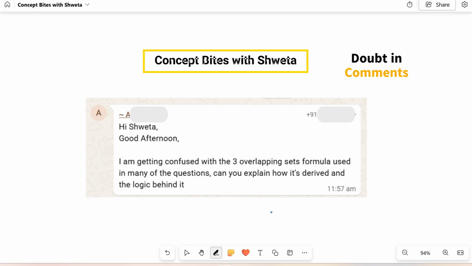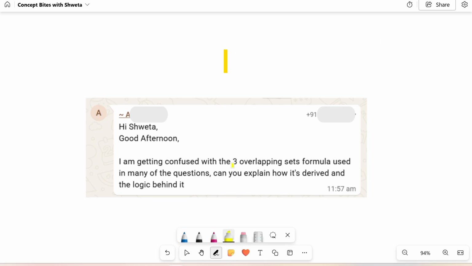Today we have a request about set theory, specifically three overlapping sets formula. So there's confusion about when to use which formula, what is the derivation, what is the logic. So let's get right in.